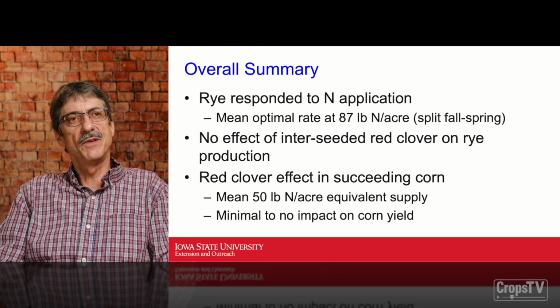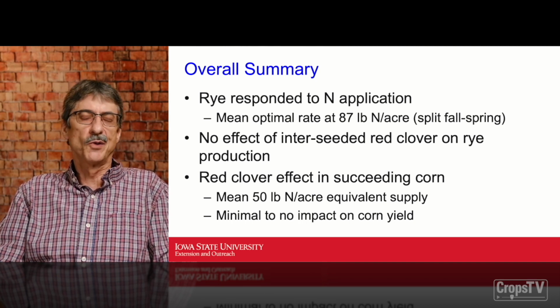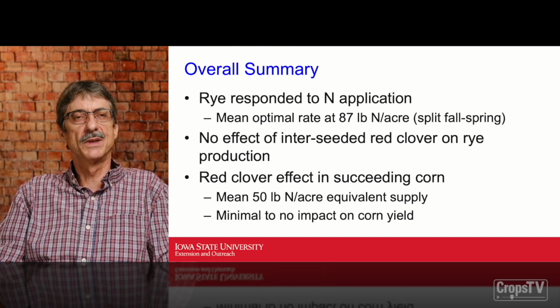In our study, we found an optimal N rate of about 87, mid 80 pound N per acre range, and we did do a split fall spring. The reason we did the split was to make sure that we got good fall growth. I don't know if we got full benefit out of that in our studies because we didn't get a lot of fall growth, but it is important to have some nitrogen there in the fall for a fall seeded small grain. And then we top dressed the rest in the spring at green up.